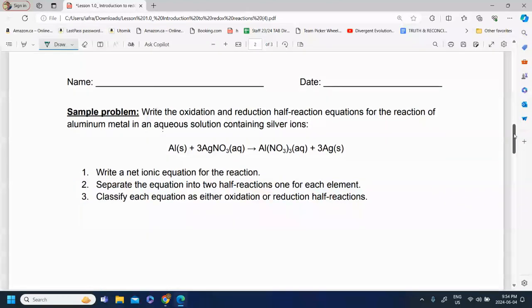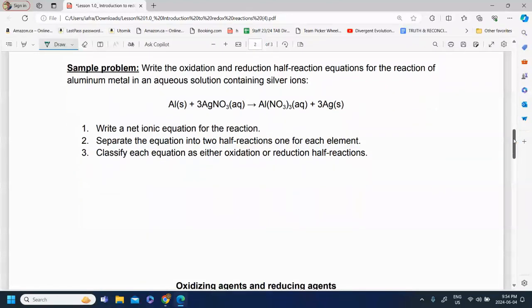So we're going to try a sample problem now. We're going to take a chemical reaction. It's already given to us balanced. Keep in mind, it may not always be balanced. You'll have to balance it on your own sometimes. But in this case, it's already balanced, and it's another single displacement.